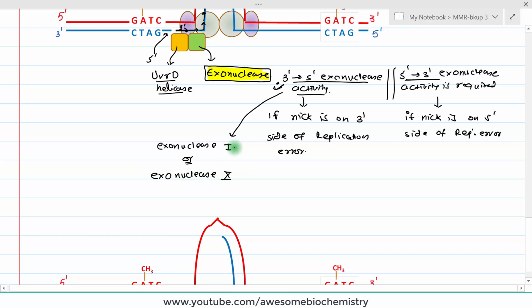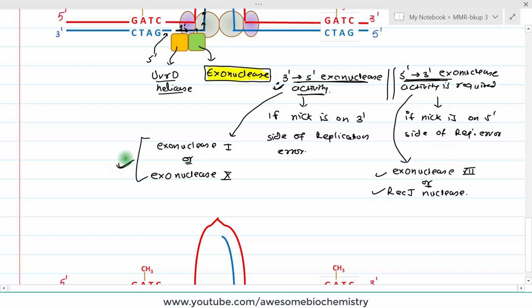Exonuclease 10 will get activated. Whereas in this case, which exonuclease will be there? So either exonuclease 7 or RecJ nuclease. These are the enzymes which have 5' to 3' exonuclease activity, and these are the enzymes which have 3' to 5' exonuclease activity. These are the names of E. coli enzymes.